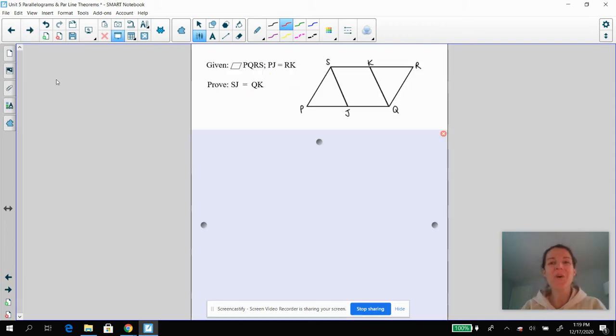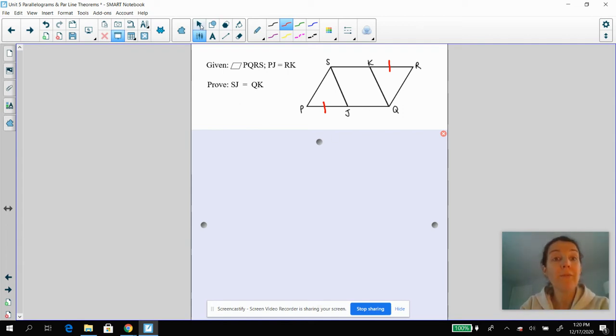All right, so I want you to pause the video here and try this proof. Go! All right, we're back. So hopefully you jumped right in and you threw your givens onto the figure. So you were told that this whole thing is a parallelogram, and you were told that PJ and KR are congruent to each other, or the measurements are equal. And we want to prove that SJ and KQ, those segments, are equal, their measurements are equal.